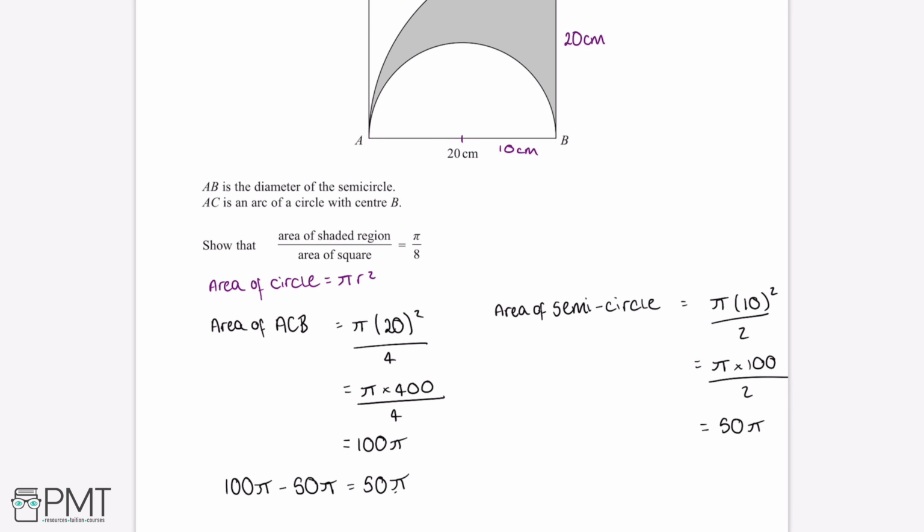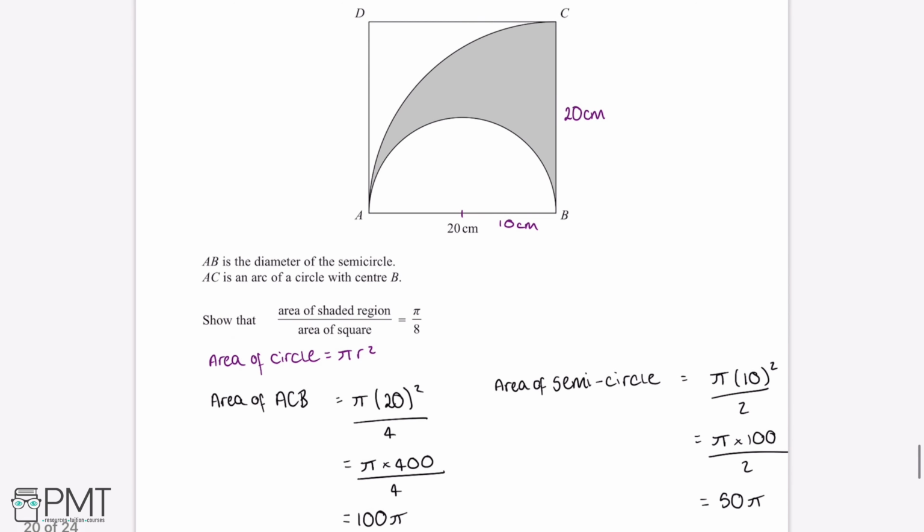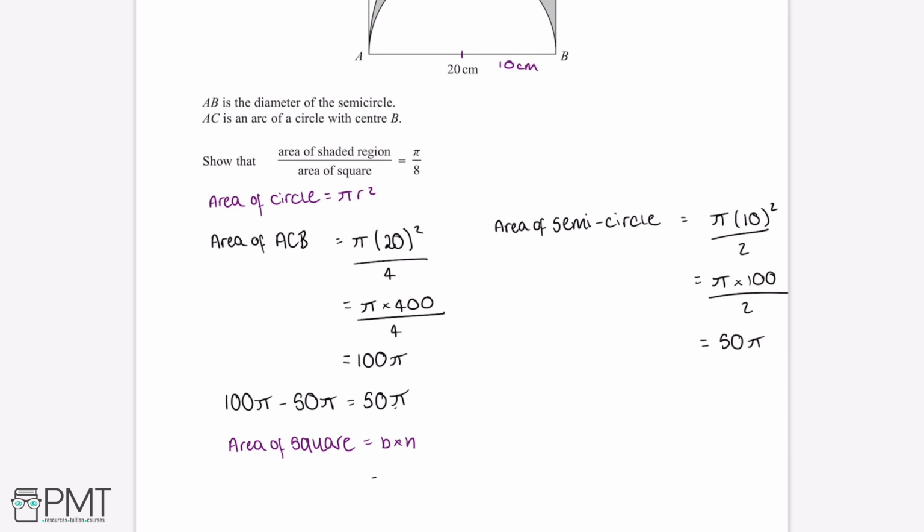So now the final thing we need to do in order to show that the area of the shaded region divided by the area of the square is pi over 8, we'll need to work out the area of the square. So the area of a square is equal to base multiplied by height. And if we look at our square, this will be equal to 20 multiplied by 20. So this means the area of the square will be 400.